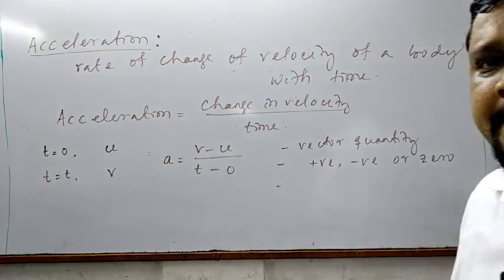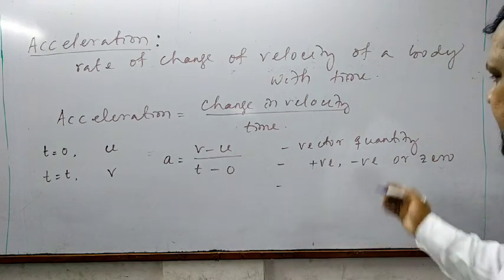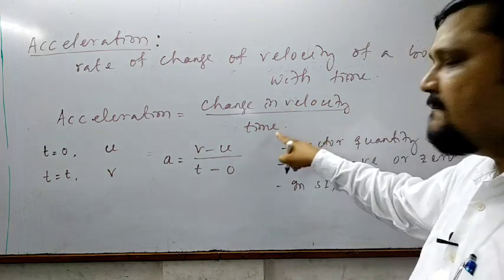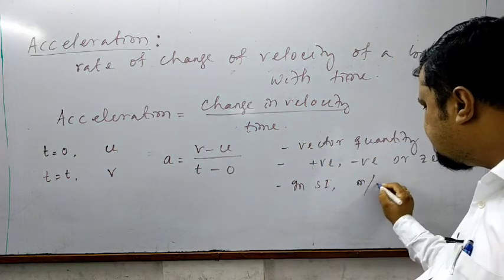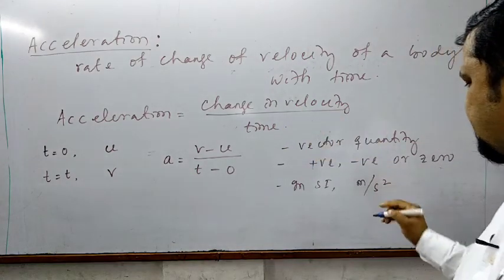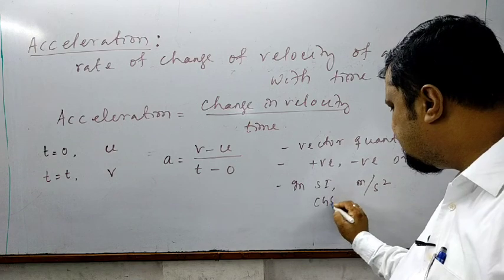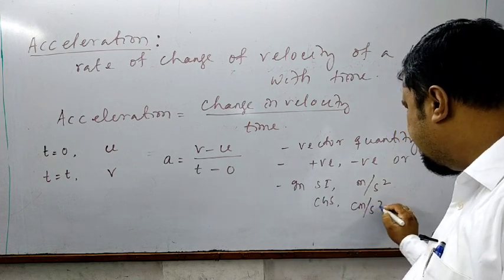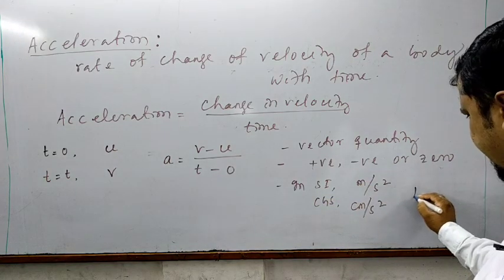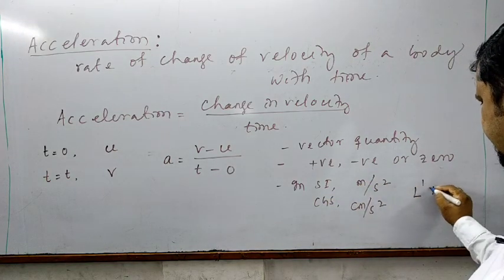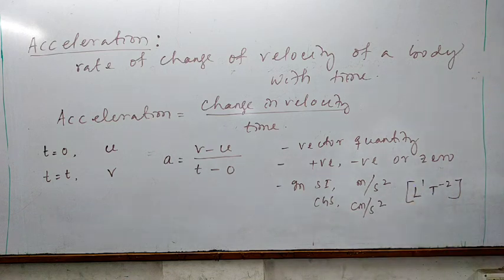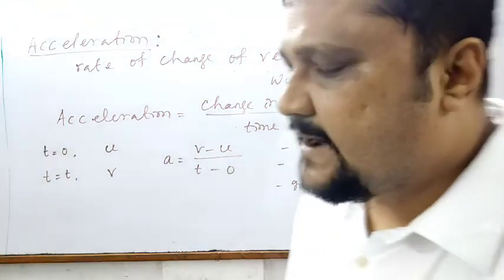And next, the unit of this acceleration in SI. Velocity is meter per second, so acceleration is meter per second by second, that is meter per second square. In CGS, it is cm per second square. And already you know the dimension, so I am not going into it. If I write the dimension, it is [L T^-2]. So this is about the acceleration, right?